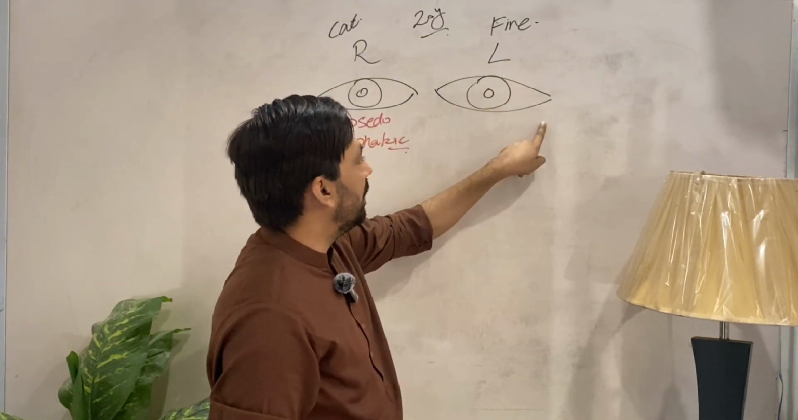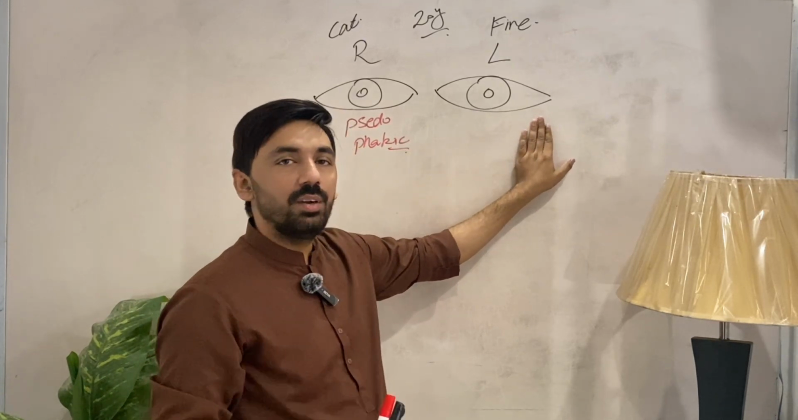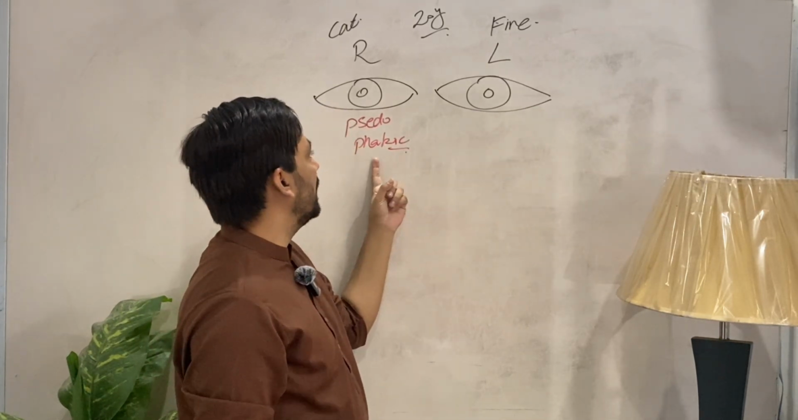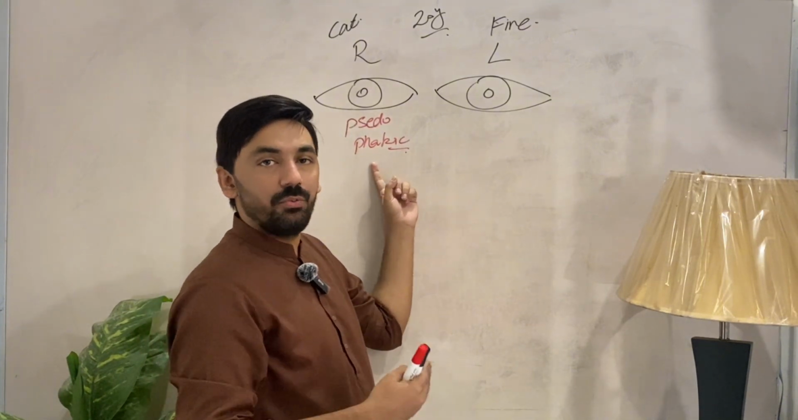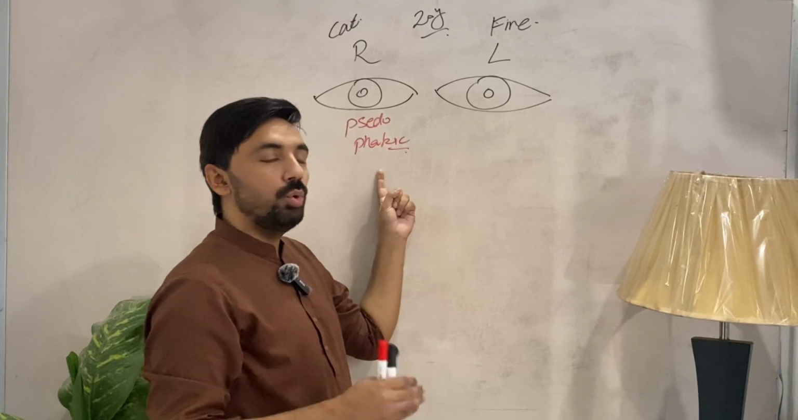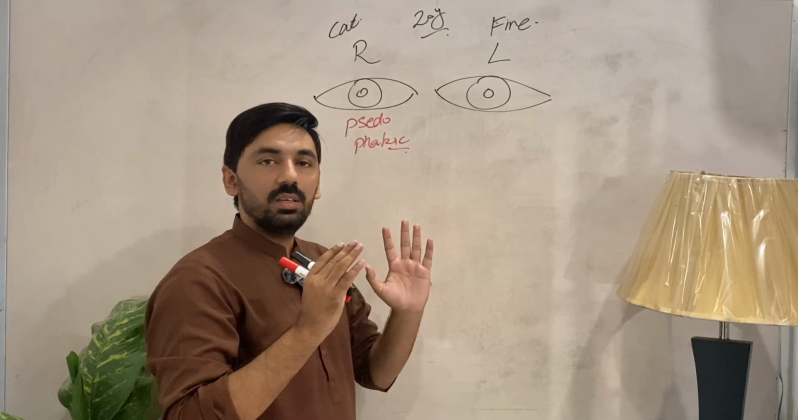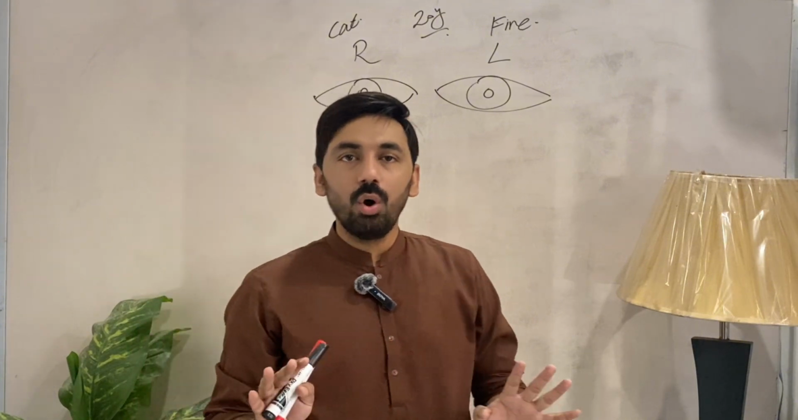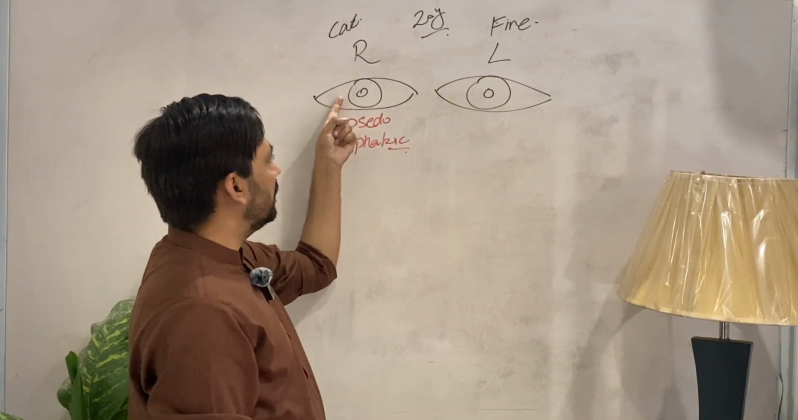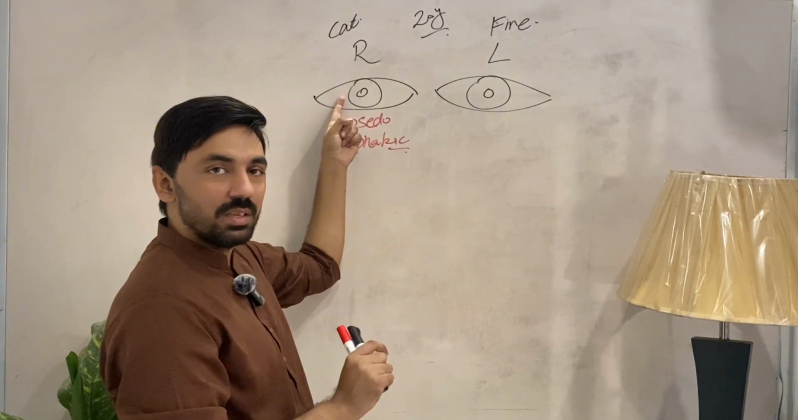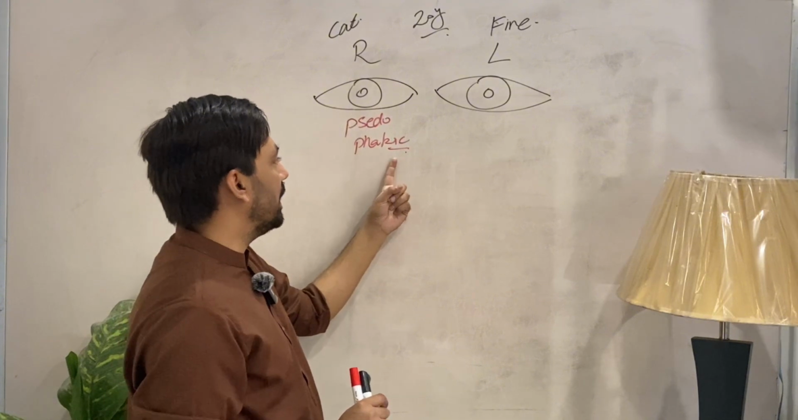So the left eye does not have any surgical procedure, so this eye can accommodate very easily, but this eye has the intraocular lens, actually the artificial lens. So this eye does not have the capacity to accommodate. The pseudophakic eye cannot accommodate, you know very well. Why? Because it does not have a natural lens, it has an artificial lens. That's why it is called pseudophakia.